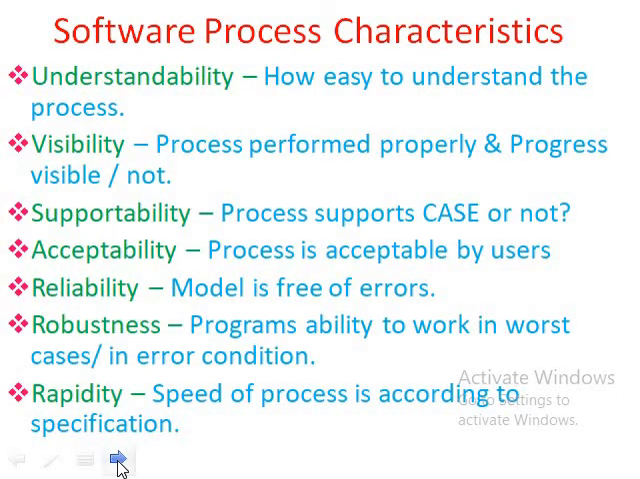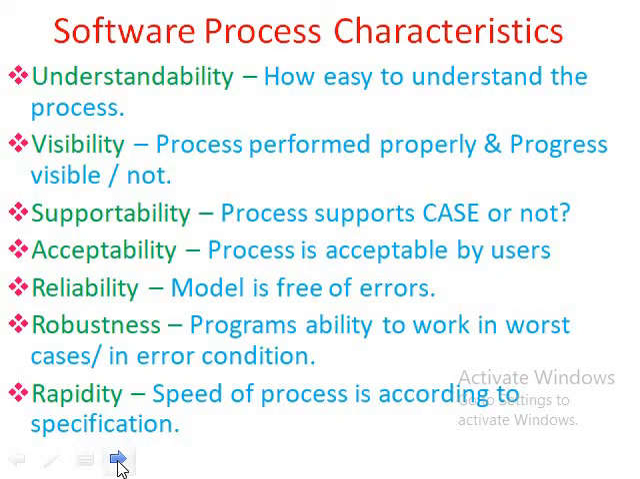Then software process characteristics. The following are some desirable qualities of software process. First one, understandability. It is about how easy to understand the process is. Then visibility, it is about whether the process is performed properly or not and whether progress is visible or not. Then supportability, it is about whether the process supports CASE or not.